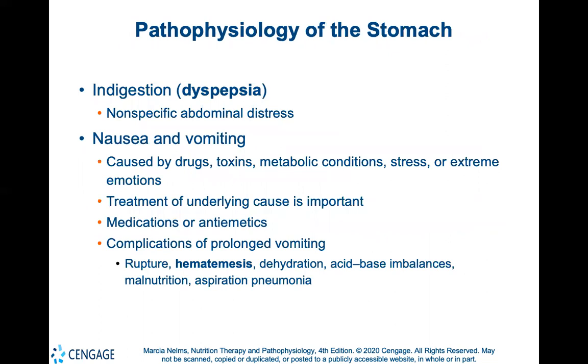Diseases and clinical disorders that affect the stomach can certainly influence nutritional status. Indigestion, nonspecific abdominal distress, nausea and vomiting can be caused by drugs, toxins, metabolic conditions, stress, or extreme emotions. Treatment of the underlying condition or cause is important.